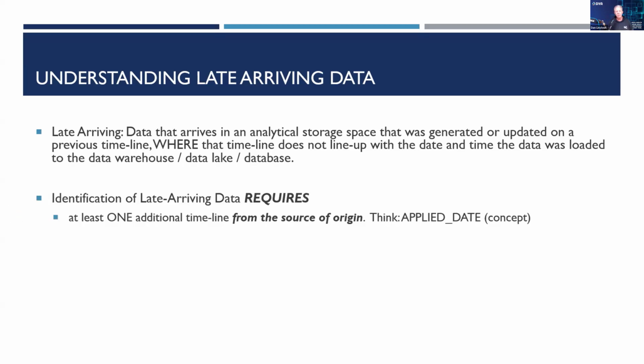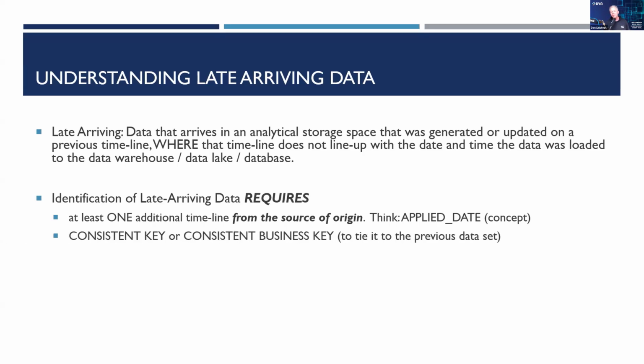Where that timeline does not line up with the date and the time the data was loaded to the warehouse. So you may be thinking, what else do I need in order to identify late arriving data? Well, there are two specific things that are required to identify late arriving data. The first is at least one additional timeline. And this has to come from the source. If you don't have any other timeline except the load date, you can't determine when this data was actually originated. And we call this concept applied date, right?